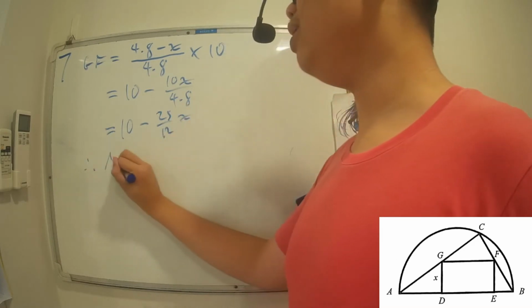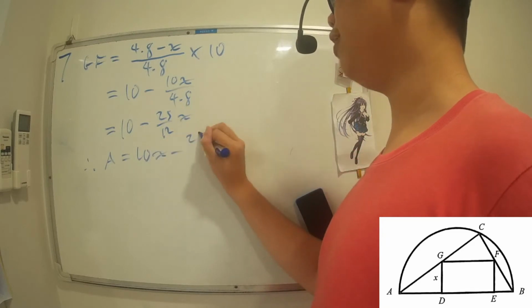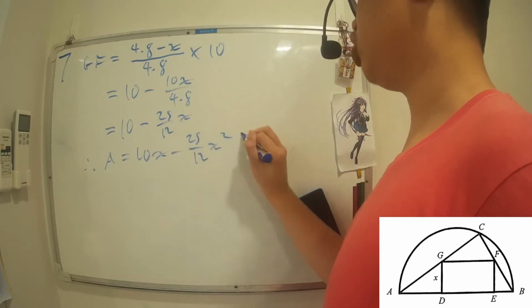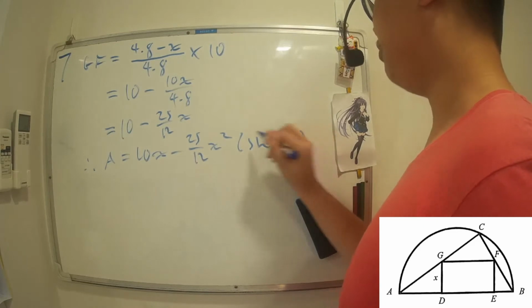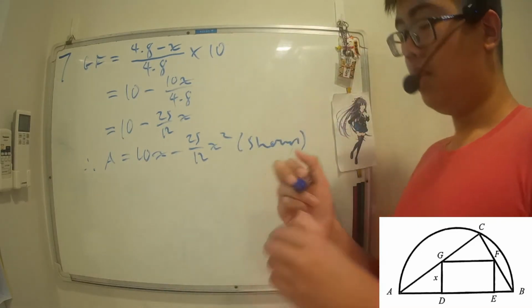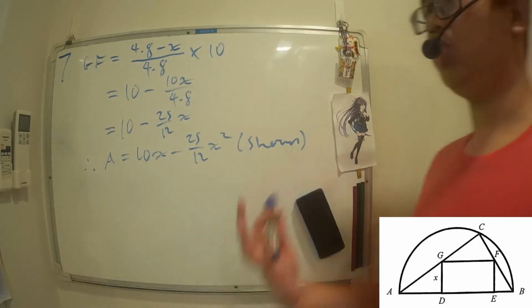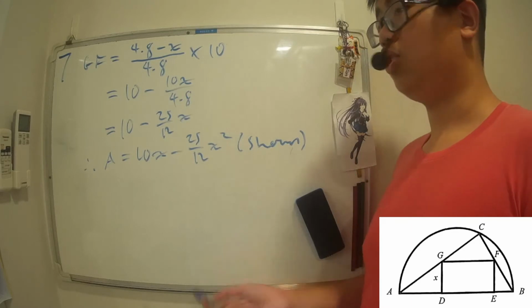Therefore, A is equal to GF times x, which is 10x minus 25 over 12 x squared. And this is shown. Although it says 5 marks, this question is very easy once you realize that you can use ratios formed from similar triangles.